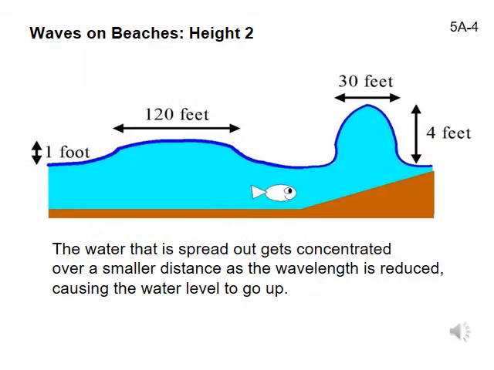Slide 4. Here is another way to think about why waves grow at a beach. The front part of a wave crest is in slightly shallower water than the back part of the wave crest, so it is always going a little slower than the back part of the crest. As the back part of the crest catches up to the front part of the crest, more and more of the water that was spread out over a wide area gets concentrated in a narrower area. See the picture below. 1 foot times 120 feet becomes 30 feet times 4 feet.